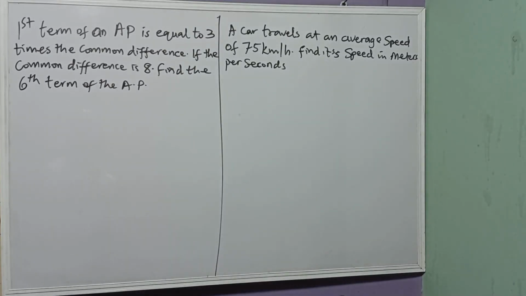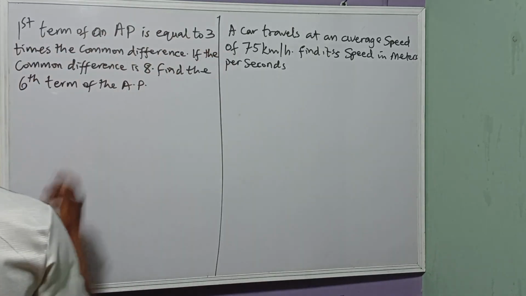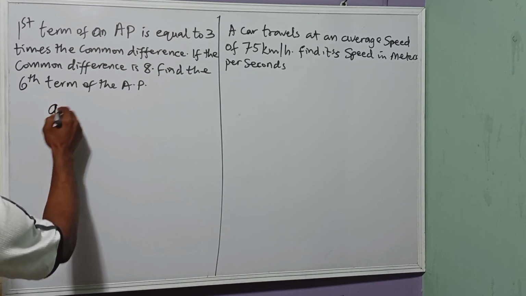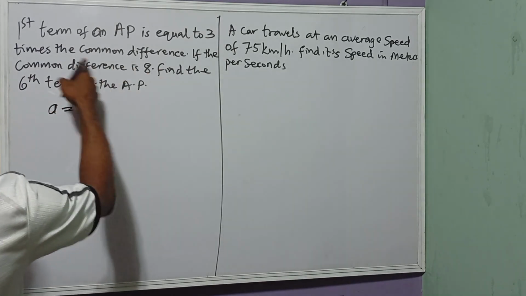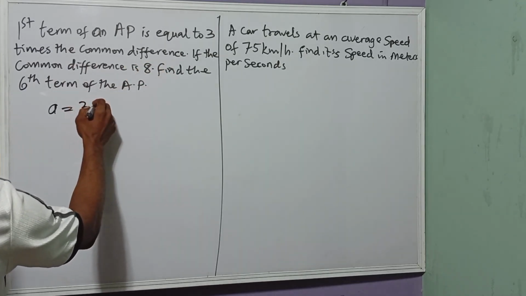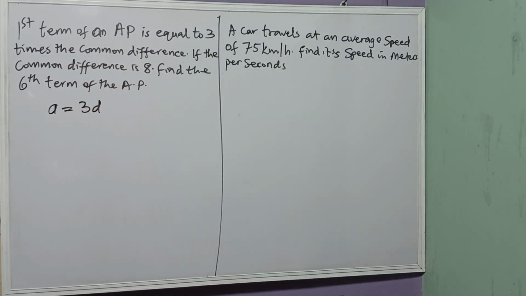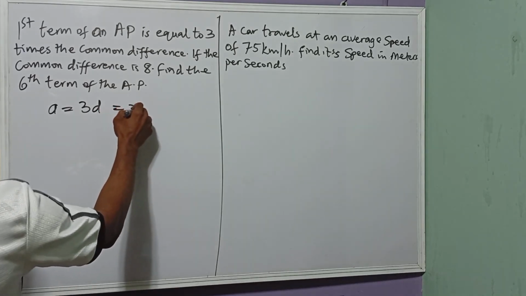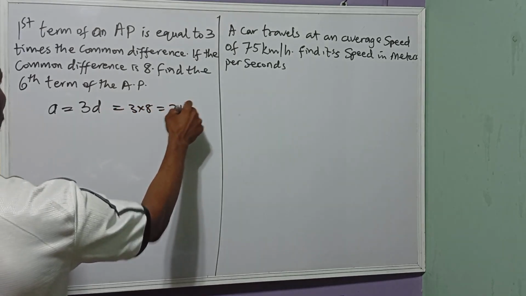Our next question says, the first term of an AP is equal to 3 times the common difference. If the common difference is 8, find the 6th term of the AP. Now, for us to find the 6th term, we first of all have to interpret this statement. Our first term is A, and it says it's equal to 3 times the common difference. That means it will be 3 times our common difference D. Now we are given that our common difference is 8. So our A will be 3 times 8, which is 24.